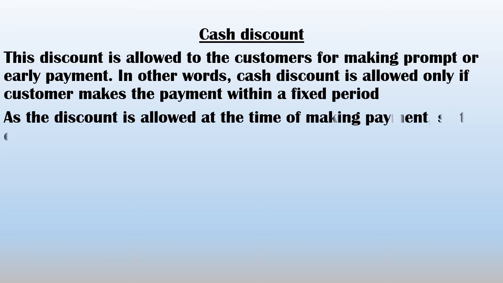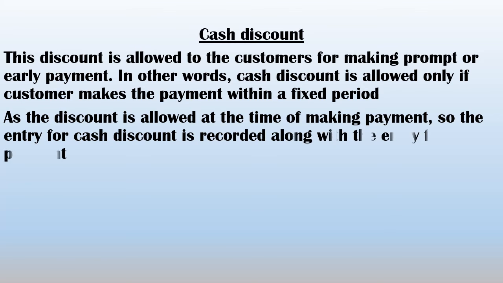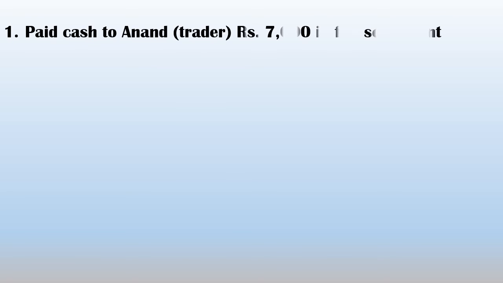As the discount is allowed at the time of making payment, the entry for cash discount is recorded only with the entry for payment. So here we will show a separate entry for discount, and this entry for payment is done only when cash discount is allowed. Let us see an example: paid cash to Anand Traders rupees 7,000 in full settlement.